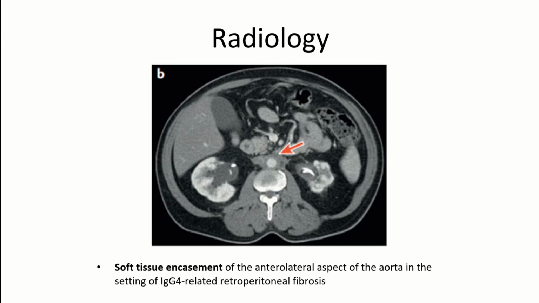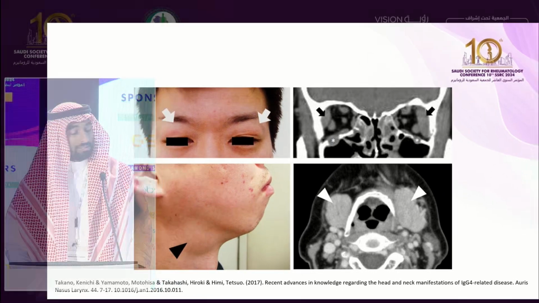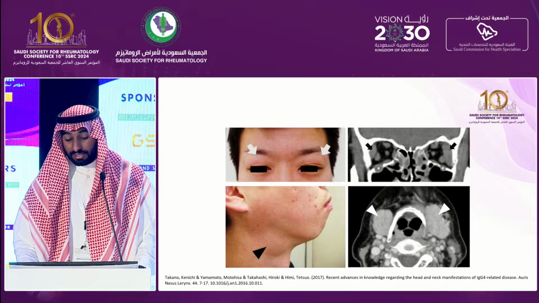In this CT scan also, we can see that there is fibrosis in the retroperitoneum, encasing the aorta. Same picture again, but we can see here the enlargement of the lacrimal glands and the salivary glands.